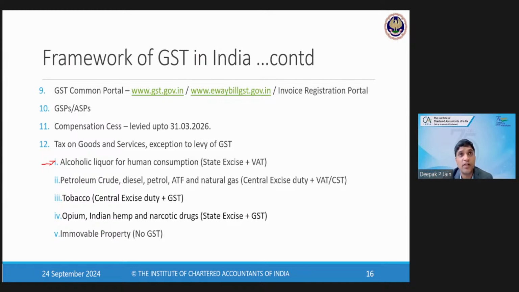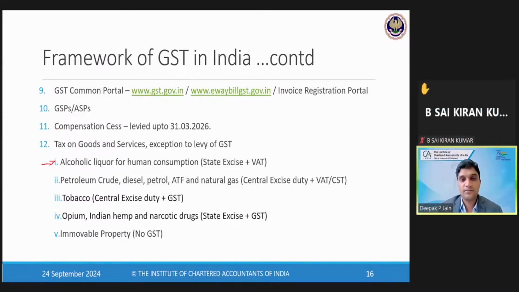Give some examples for immovable property. You're buying any kind of land. Okay, you're buying any kind of site. That's an immovable property. So on immovable property, there is no GST. Immovable property, which is specifically land, on that GST is not there. Nowadays VAT is not there. After GST, VAT is not there, but only on these exceptional products, VAT is still continuing.